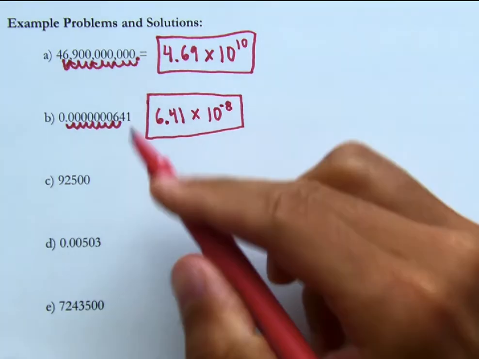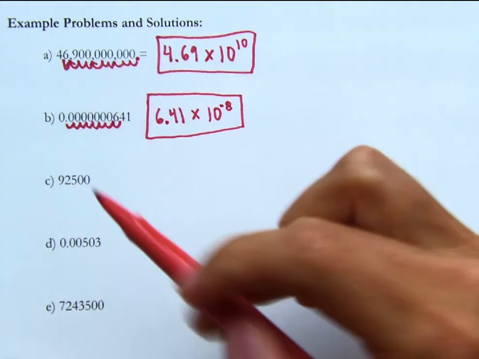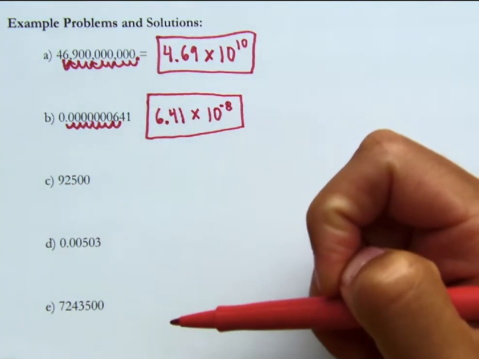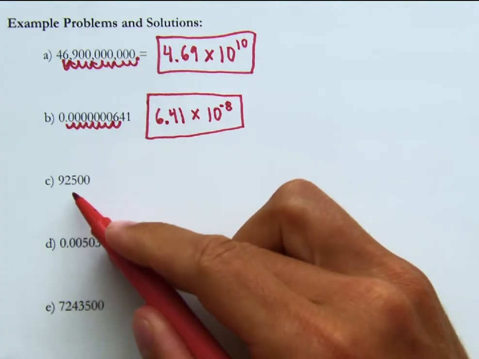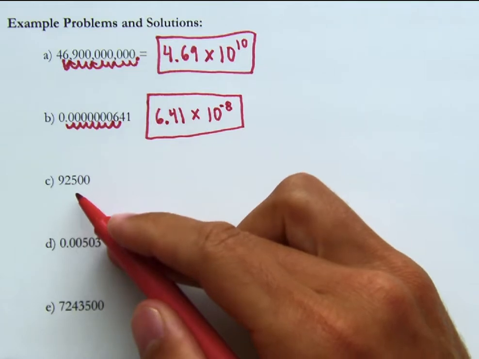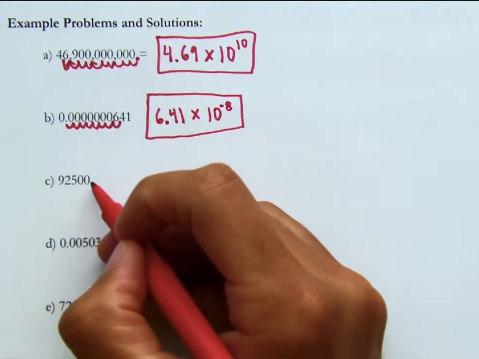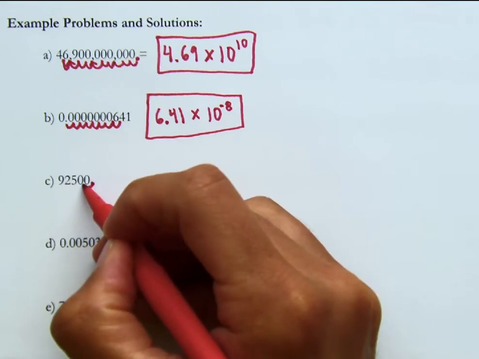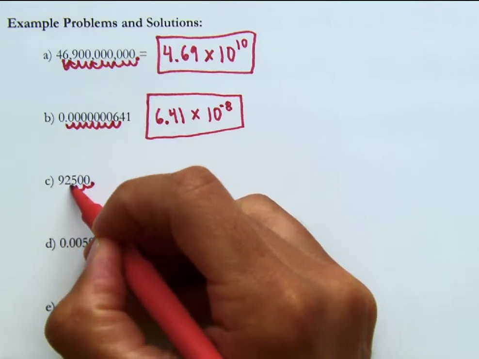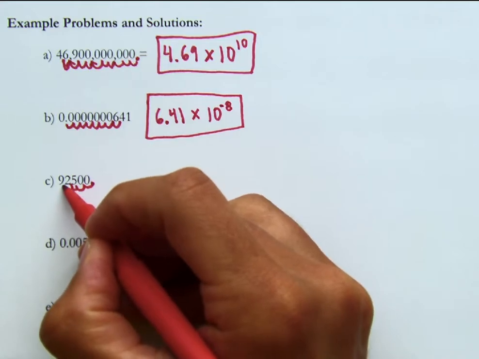You know if the exponent is going to be positive or negative just by looking at the original number and seeing if it is more than 1 or if it is less than 1. So here we have 92,500. We're going to move the decimal point from here to the left. We're going to go 1, 2, 3, 4 places.